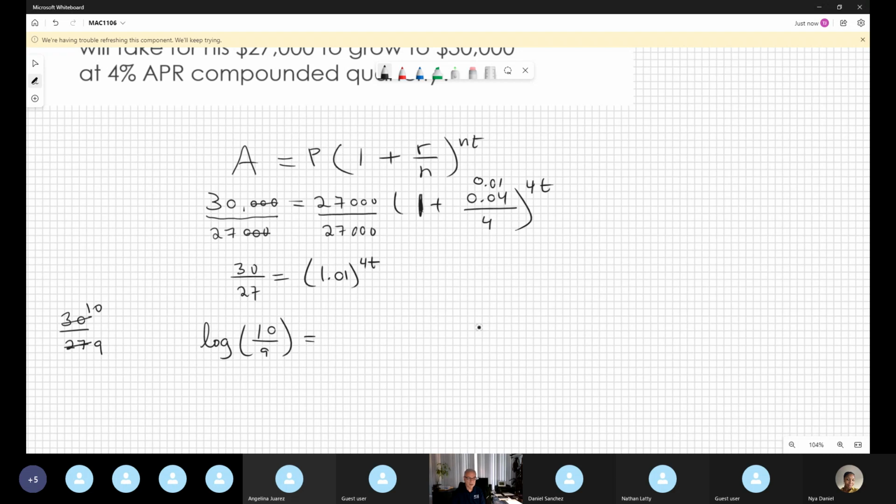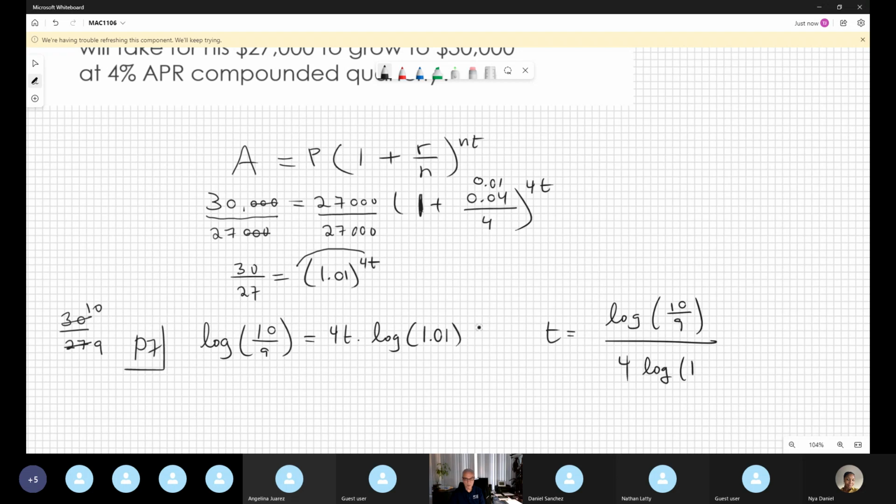So now apply one more time property 7, which is magic. And this 4T goes to the front, like a multiplication: 4T times logarithm base 1.01. Wow. Now, T alone is equal, you divide both sides by 4 times logarithm of 1.01. Actually, we have logarithm of 10 over 9 divided by 4 times logarithm of 1.01. And you put it in the calculator right now.